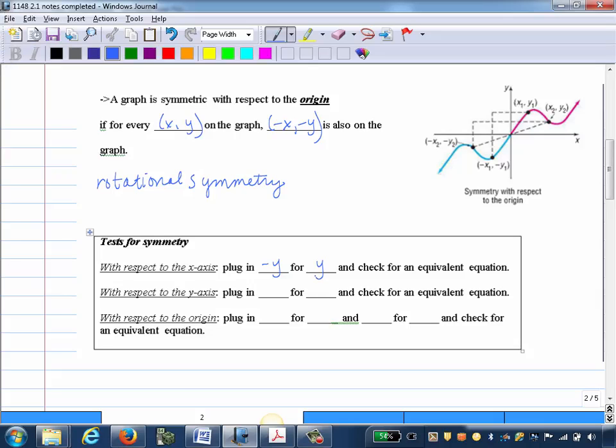To test for symmetry with respect to the y-axis, we're going to plug in a negative x for x and check if we get an equivalent equation. To test for symmetry with respect to the origin, we're going to plug in a negative y for y and a negative x for x and check if we get an equivalent equation.